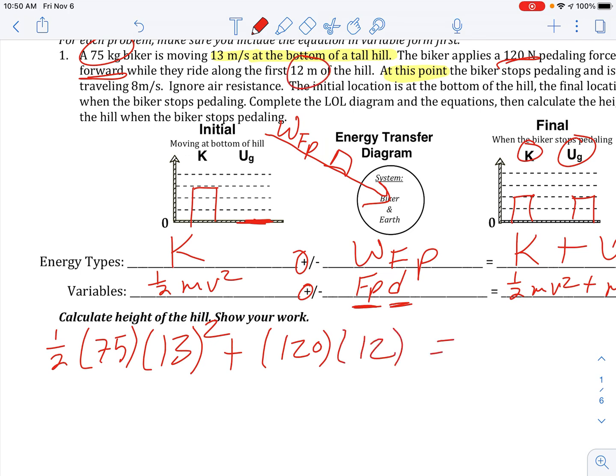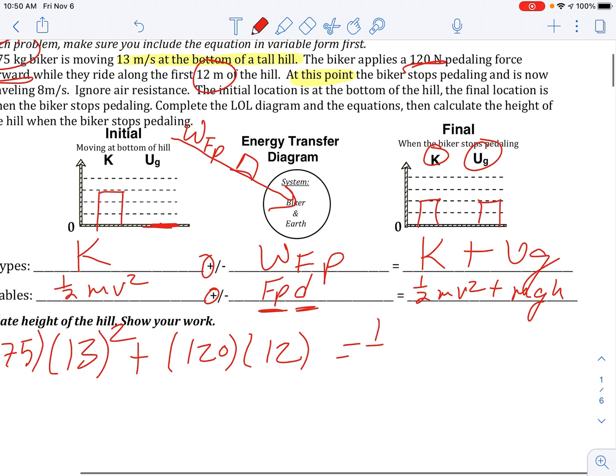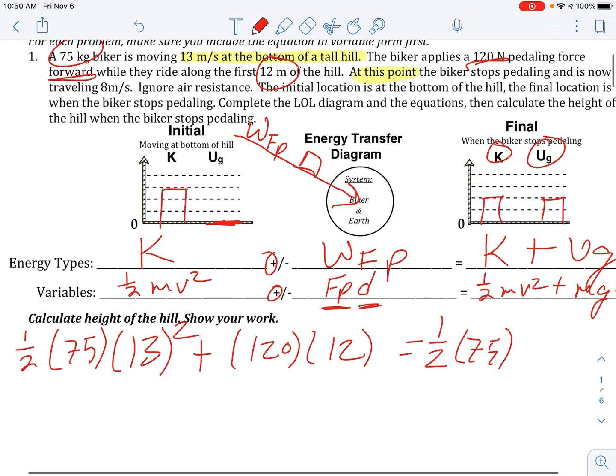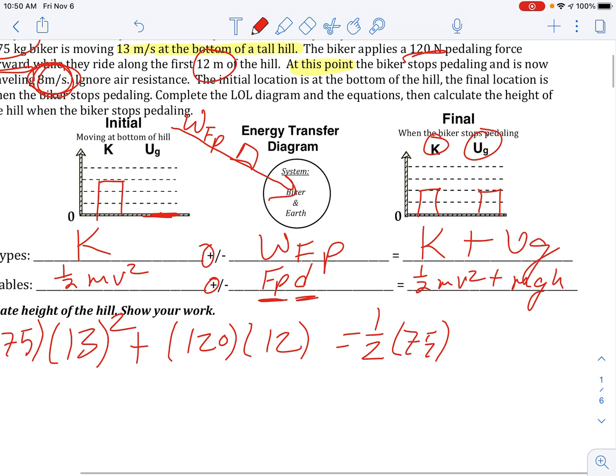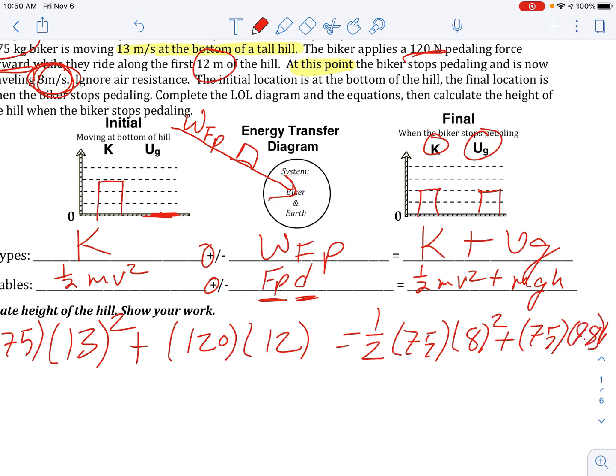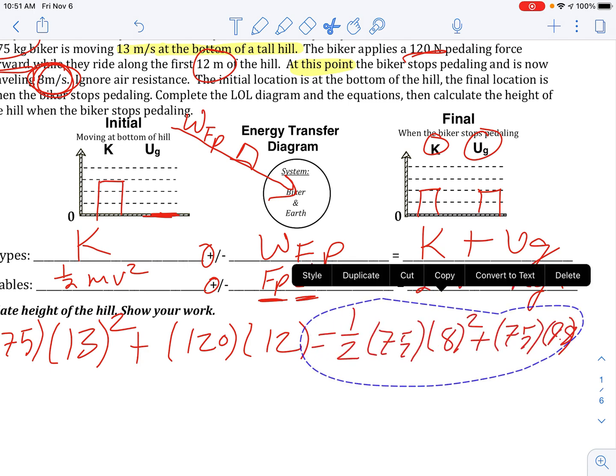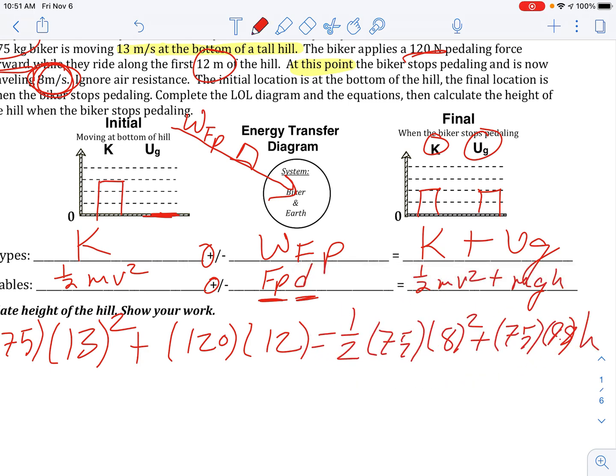Equals, and over here we've got 1/2, his mass is 75 kilograms, his velocity partway up the hill is 8 meters per second, so times 8, don't forget to square it, plus mgh: 75 times 9.8, and the height is our unknown. Let me scooch this over like so, and then we can squeeze the h in there as our unknown.